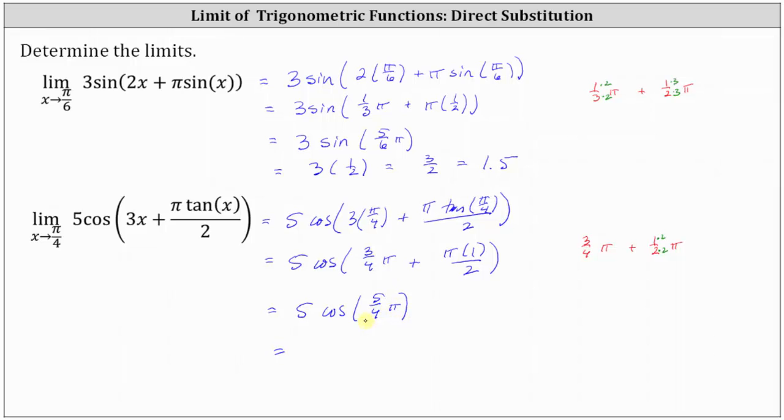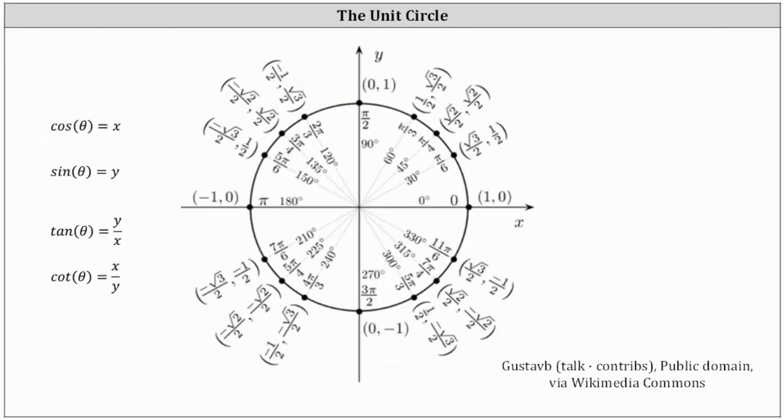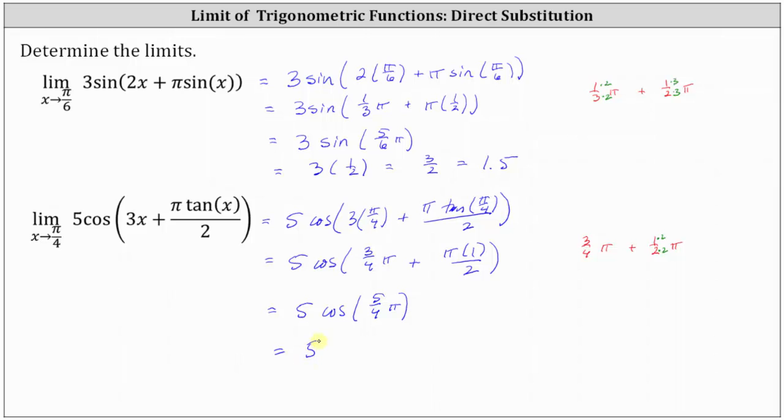So now we go back to the unit circle and find the cosine of 5/4 pi radians. 5/4 pi radians intersects the unit circle at this point. Cosine theta is equal to x. Notice the x coordinate is negative square root 2 divided by 2, giving us 5 times negative square root 2 divided by 2, which is equal to negative 5 square root 2 divided by 2.